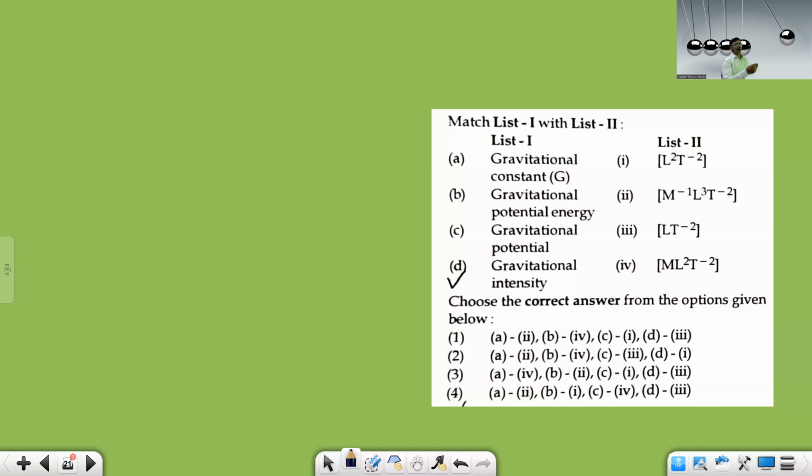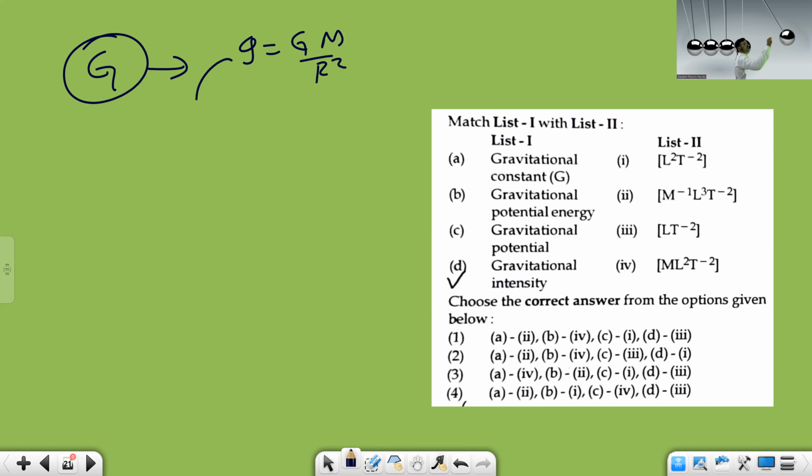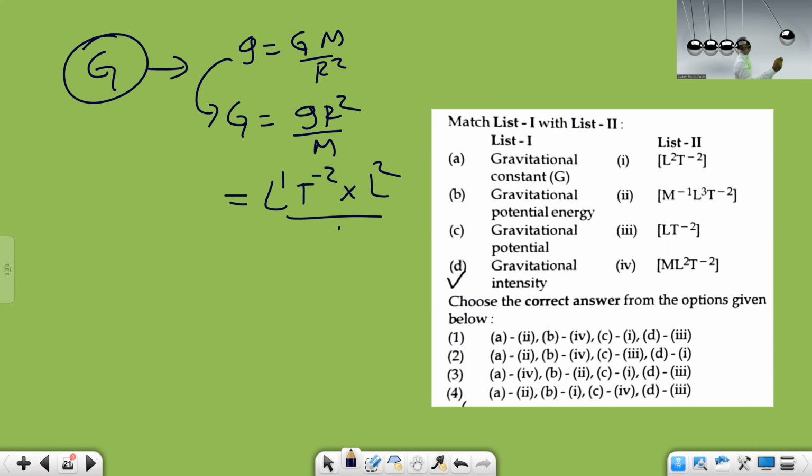Now observe this one: the dimensional formula of the universal gravitational constant, which is very important. We know small g is equal to GM by r square, so capital G is equal to g r square by M. The dimensional formula is M power minus 1, L cube, T power minus 2. The special thing is the negative dimension in mass.